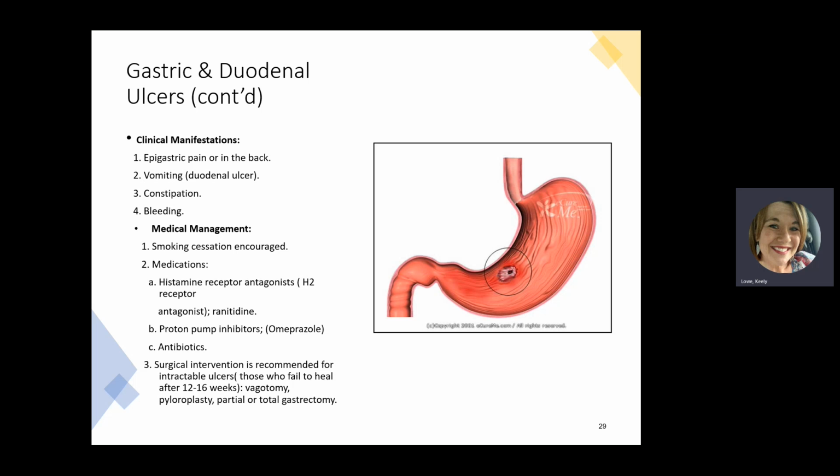Is the back pain going to be like lower back pain, mid, or upper? Kind of mid, kind of referred from the stomach. Okay. Yeah. Could be bleeding, again, vomiting, diarrhea.